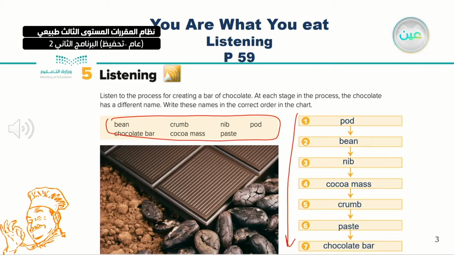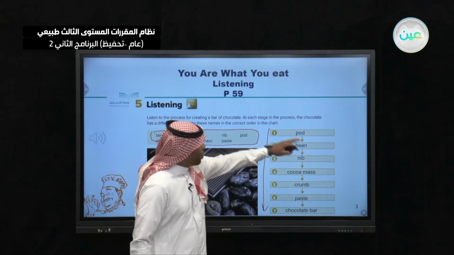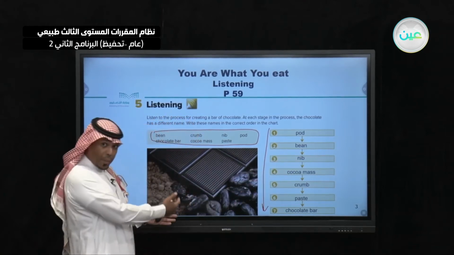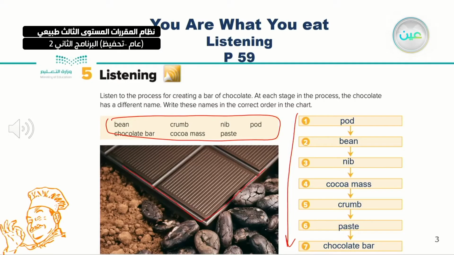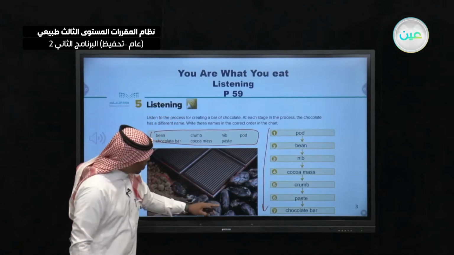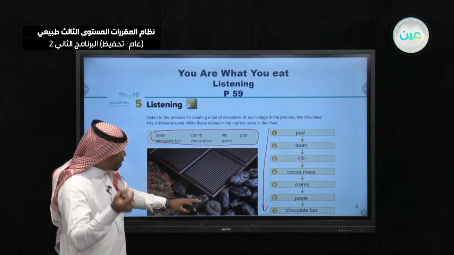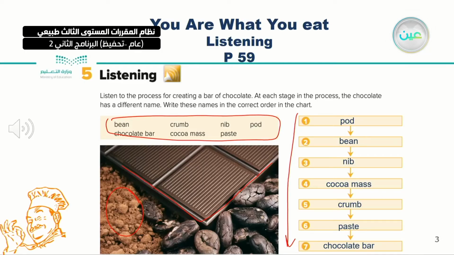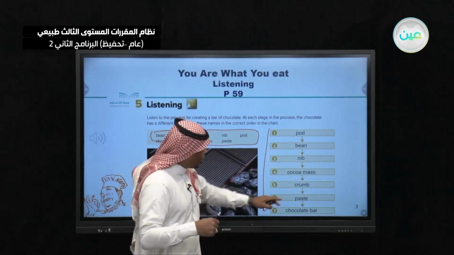Very good. So the seven stages we have here, the process starting with the pod, the bean, then the nibs, and as you can see in this picture here, this is the chocolate bar, of course. What about the powder here? What's the name of this powder? It's called crumb. And if you look at these here, it's called the nibs. Also, when it becomes a liquid, it's called paste.